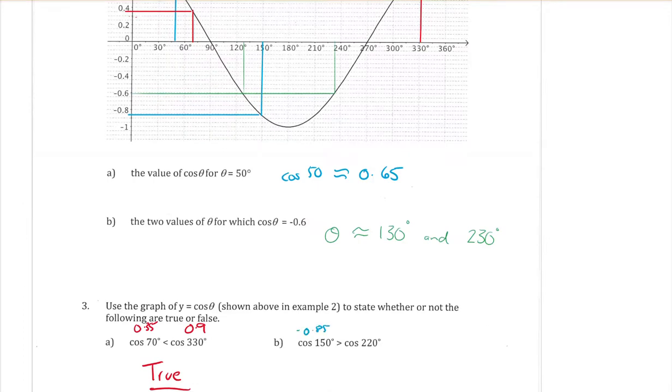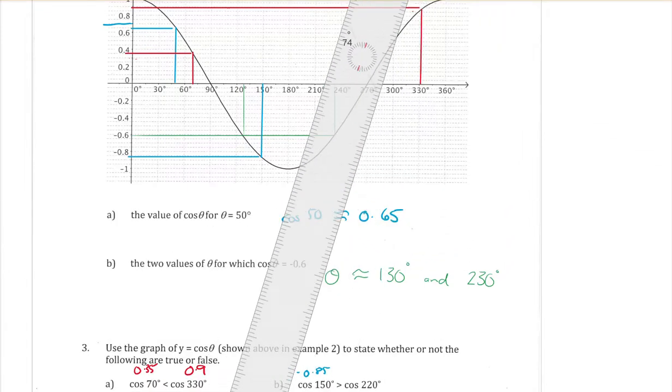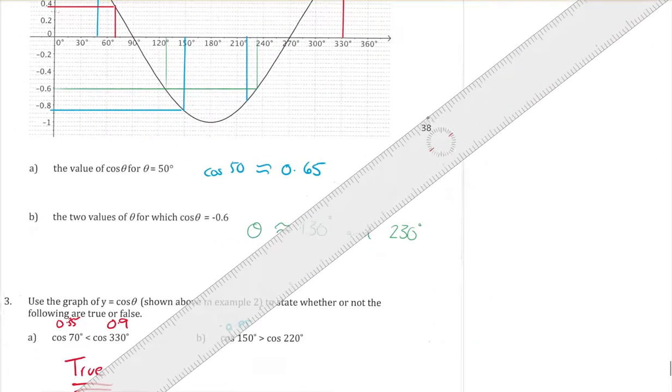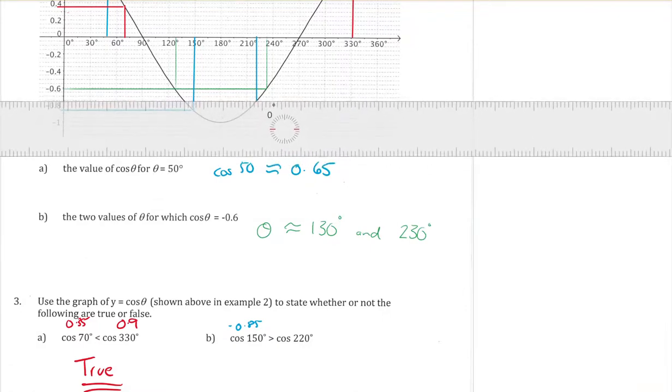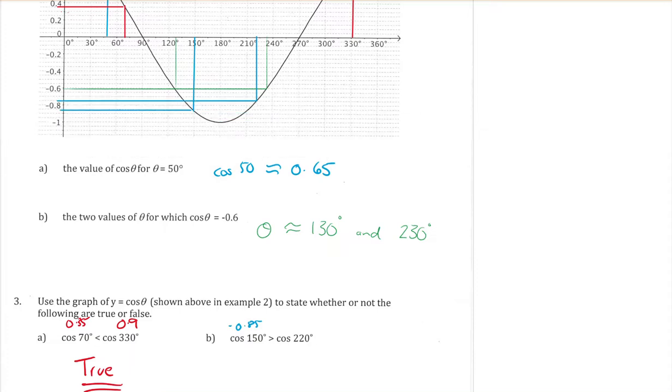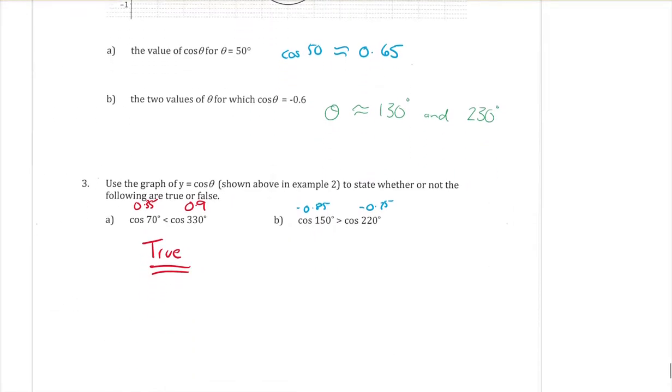And the second one is cos of 220. Cos of 220 is about there, down and across. So remember, it's about which one is larger. So that's about negative 0.75. So is negative 0.85 greater than negative 0.75? No, it is not, because in negative numbers, that's smaller, isn't it? So that is actually false.